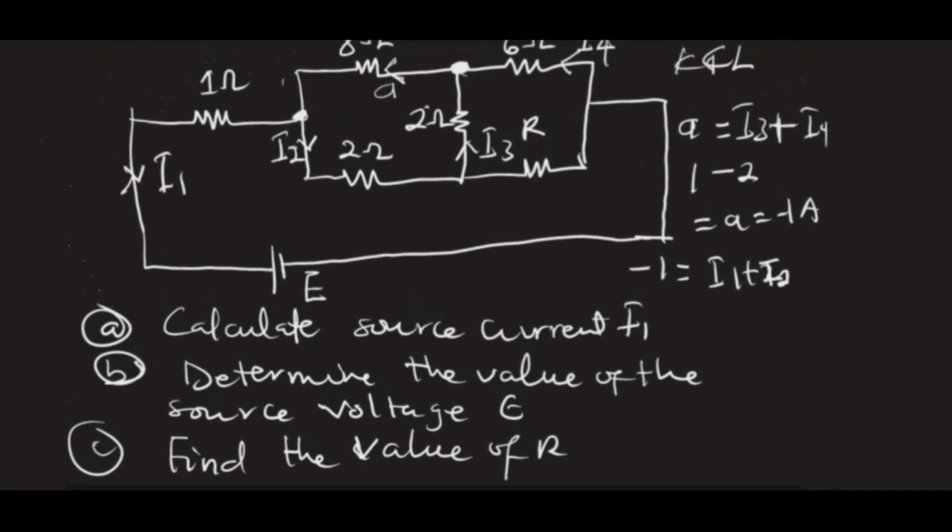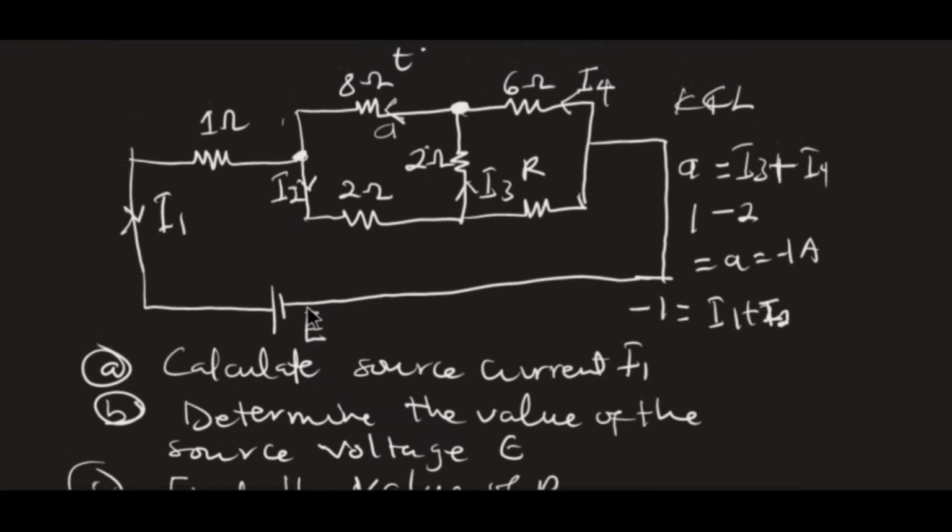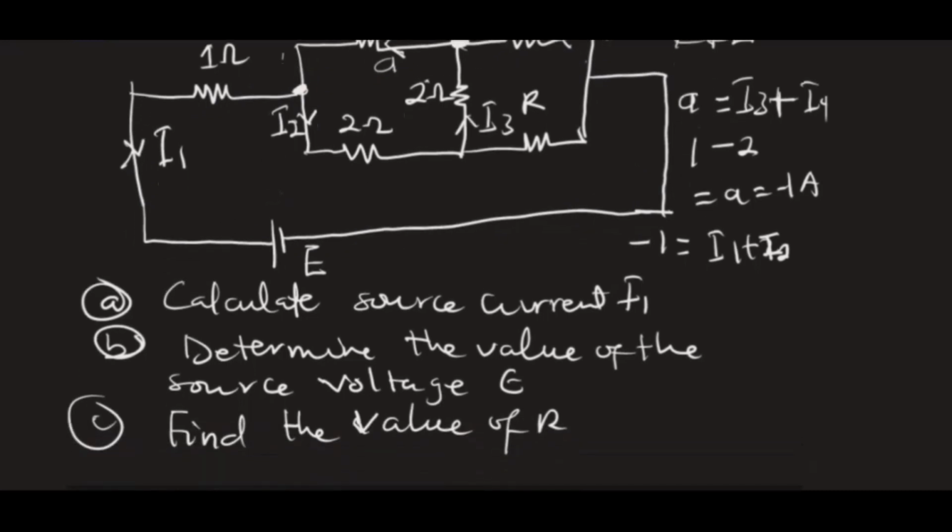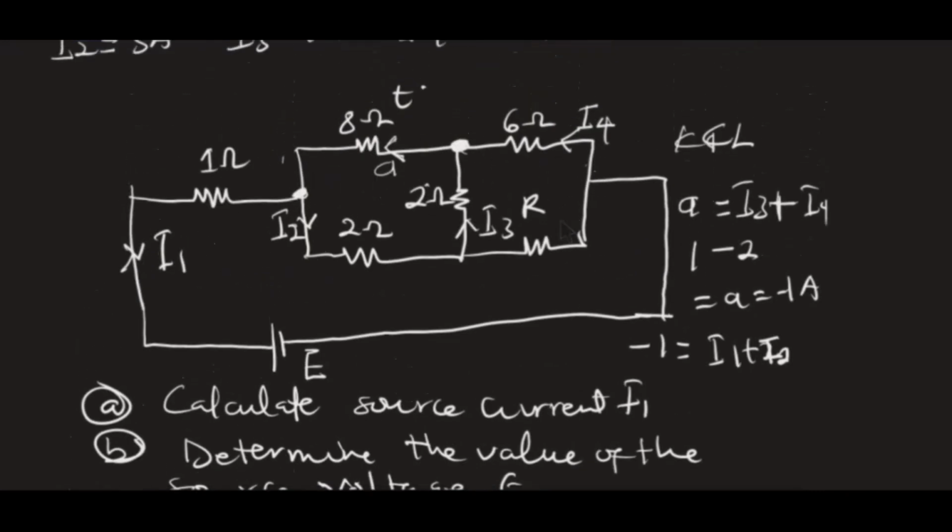Let's move to the next question, which says determine the value of the source voltage E. We have to find the value of this source voltage E. How do we get the value of this source voltage? To do that, we just need to take a loop where we have this source voltage in it. See the path, we take this loop and we come down. It's a complete loop. So we move this way, we move up, we move here. So on that loop, what's the total voltage? And that is the E.